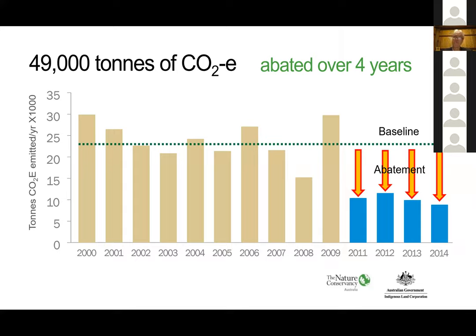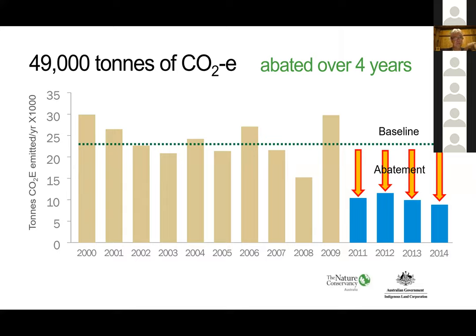So the baseline for Fish River Station was emissions of around 23,000 tonnes annually in that late dry season wildfire pattern of fires. But once we started setting about the implementation of the early dry season fire management, we fundamentally reduced that by about half. So you can see the blue bars to the right is once we started implementing our early dry season fire management.